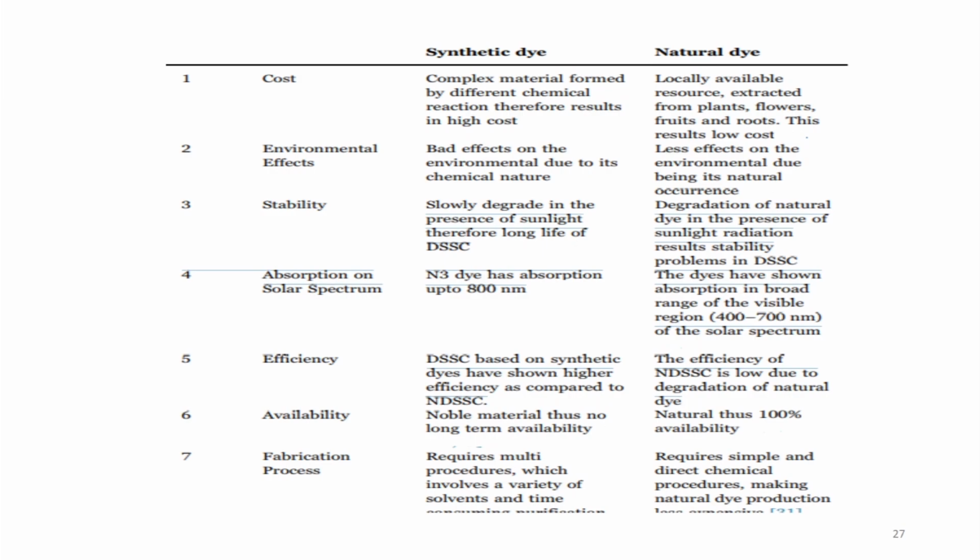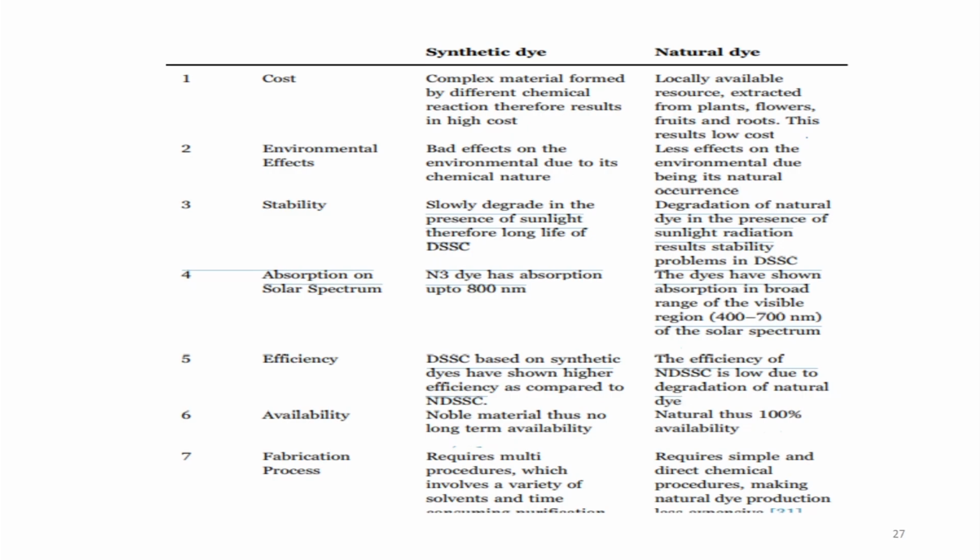Fourth point, absorption on the solar spectrum. The N3 dye has absorption up to 800 nanometers, whereas natural dyes have shown absorption in a broad range of the visible region, that is 400 to 700 nanometers of the solar spectrum. From an efficiency point of view, DSSC based on synthetic dyes have shown higher efficiency as compared to NDSSC. The efficiency of NDSSC is certainly lower due to degradation of natural dye.